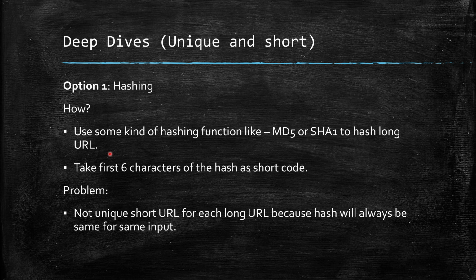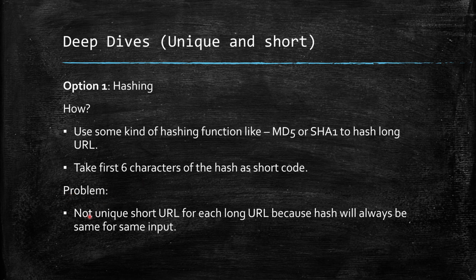And then, in order to make it short, you, let's say, take the first 6 characters of the hash as the short code. For SHA-256 or SHA-1, the first 6 characters are almost always going to be unique for 2 separate long URLs. That's the reason we are taking the first 6 characters, because there are probably almost no chances of collision in that case.